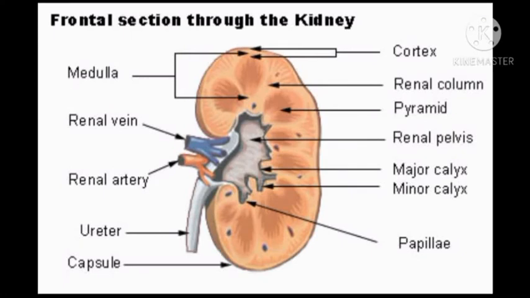This is the structure of the kidney. Each kidney is composed of an outer darker region called the cortex and an inner lighter region called the medulla. The medulla drains the urine into a funnel shaped structure known as the renal pelvis. The ureters originate from this renal pelvis. This is the structure of a section of a kidney.